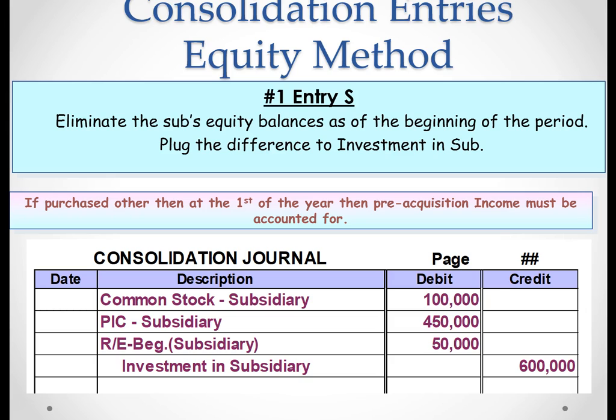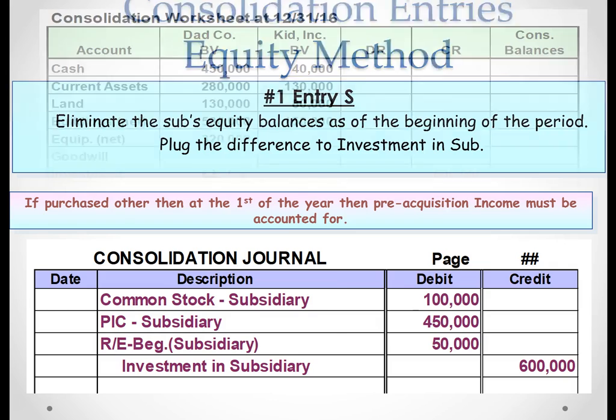Now, if purchased other than at the first of the year, remember any pre-acquisition net income of the sub must be rolled up into retained earnings of the sub, because we do not get the benefit of any revenue or expenses up to the time of purchase. All we get to consolidate is any revenue or expenses that are accrued after the acquisition. So pay attention to when the purchase is made.